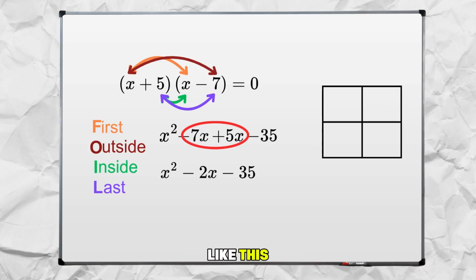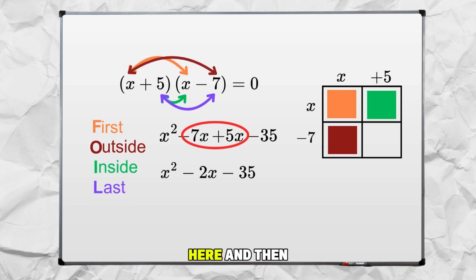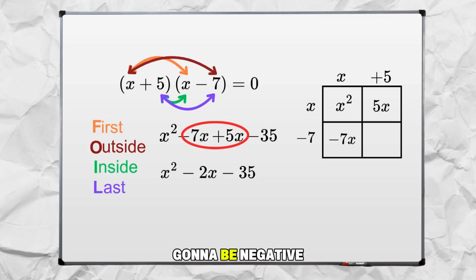Now, to go for my favorite version, which is the box method, you're just going to assemble a box like this. And then you're going to put your factors in the box. So it's going to be x plus 5, x minus 7. And then it works the same way, where this is first. First goes here. In this case, outside would go here. Inside would go here. And then last would go here. We have first is going to be x squared, 5x, negative 7x, and this is going to be negative 35.